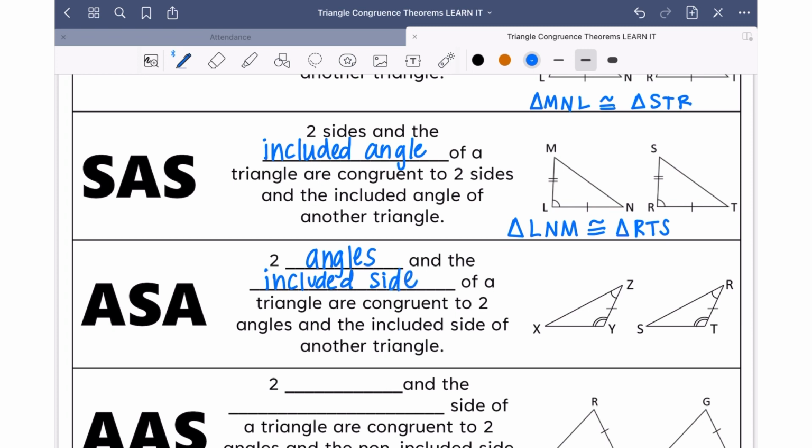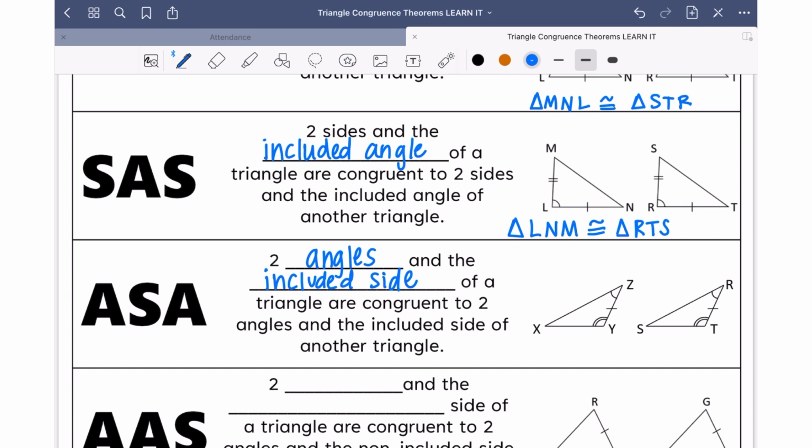Okay? Don't forget that when we're doing these videos, you can pause it so you can write everything, and then you can press play again, all right? Don't break your hand. Two angles and the included side of a triangle are congruent to two angles and the included side of another triangle.